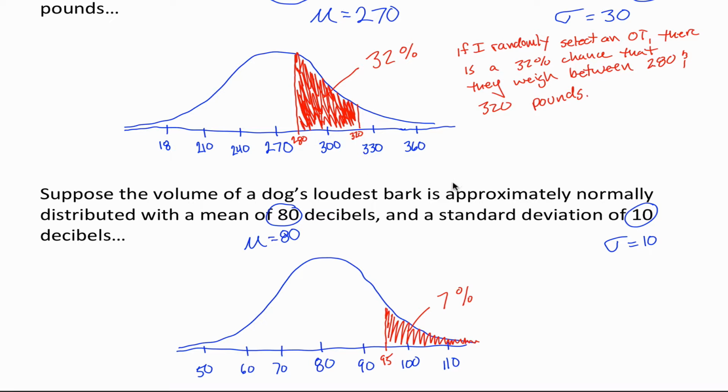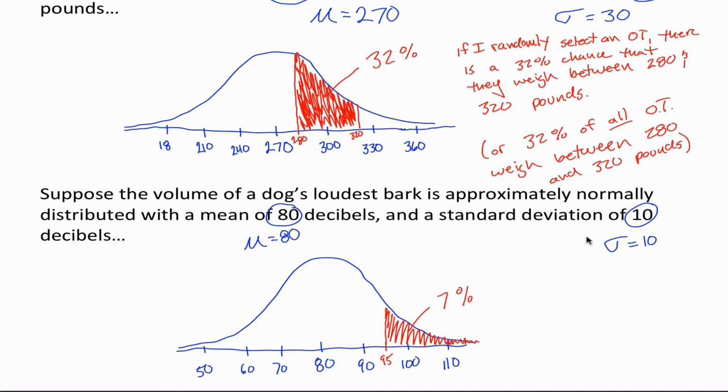The other interpretation is, this tells me the percentage of all offensive tackles that weigh between 280 and 320 pounds. So I guess 2 main things I want you to get out of these is, 1, be able to draw the picture. Fairly easy. It always is symmetric bell shape. Mean in the middle, count up and down by the standard deviations.